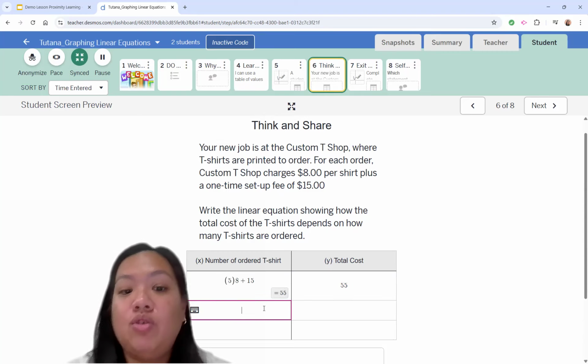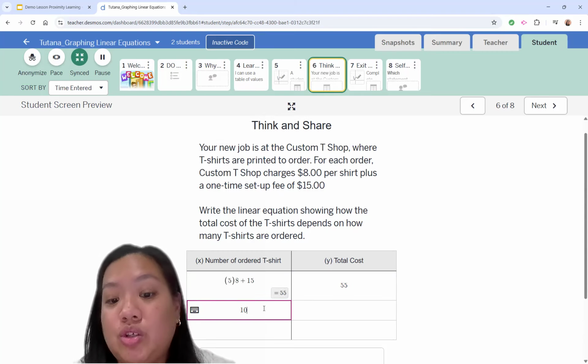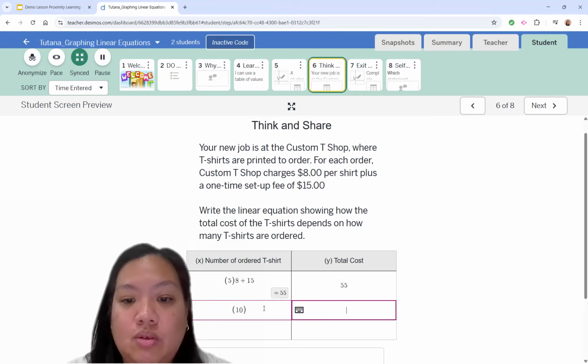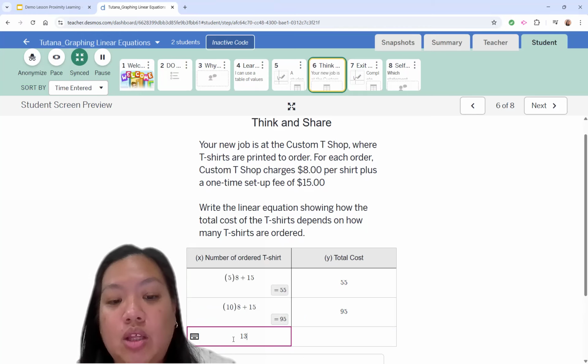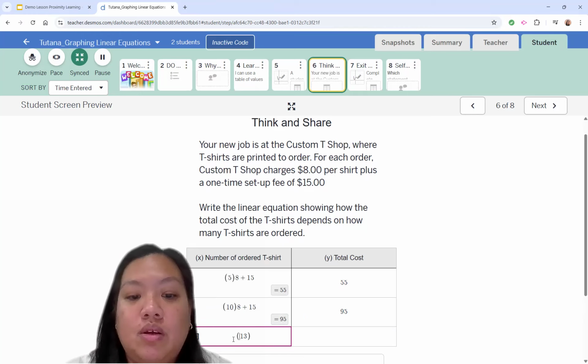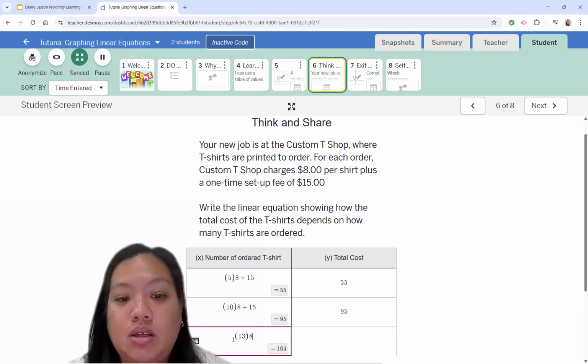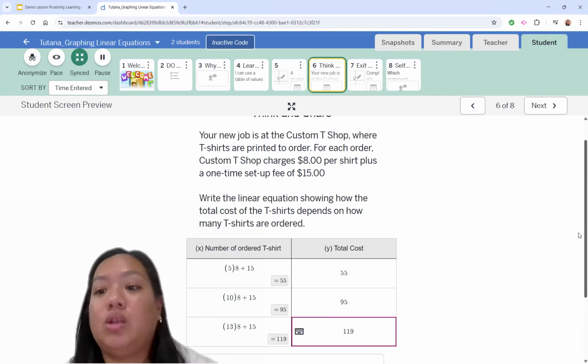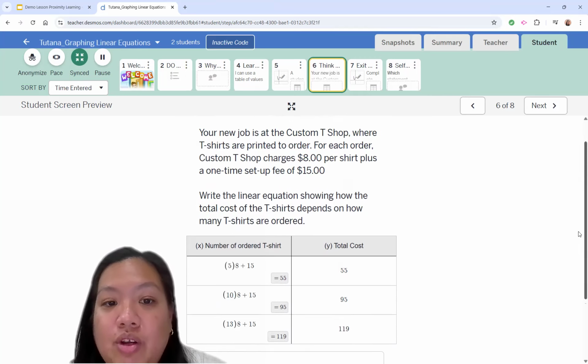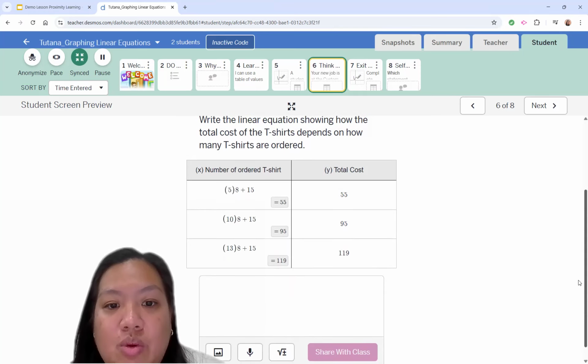Okay. So if you decided to do 10 t-shirts, then you're gonna multiply that by $8. And then add that $15 one-time fee, then that's gonna be 95. So if you do 13 t-shirts and then multiply that by 8, and then again we're gonna have that $15 one-time fee, then you get 119 for the total cost. Okay. So now if you're gonna write the linear equation, that's right, your linear equation is correct.